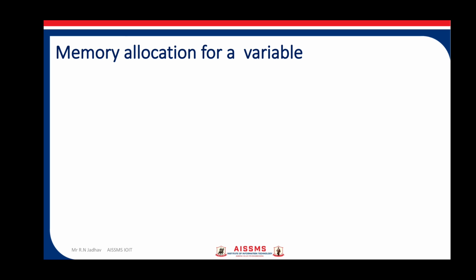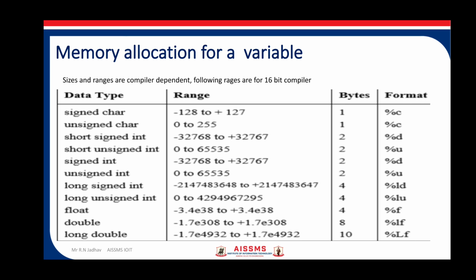Now, memory allocation for these variables. Size and range are compiler dependent. Let us see the list of different data types and their memory requirements. Characters require 1 byte; integer, short, signed, and unsigned integers require 2 bytes; then long signed int and long unsigned int require 4 bytes; float requires 4 bytes, double 8 bytes, and long double 10 bytes. Now all these sizes are for a 16-bit compiler. If you are using a 32-bit compiler, this size requirement will be different.